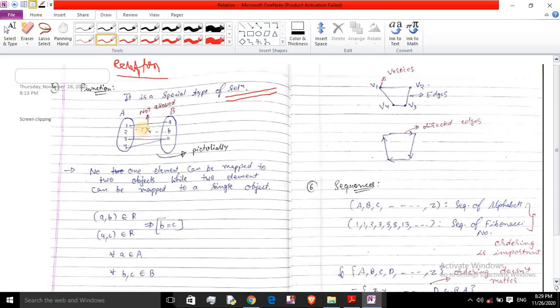Now look at this example carefully. We have two sets A and B. In set A we have four elements: 1, 2, 3, 4. In set B we have only three elements. So how is the function defined on this? There is a mapping of an element.